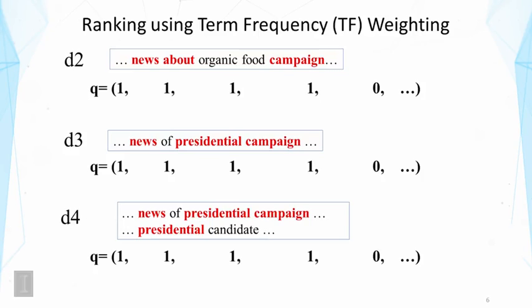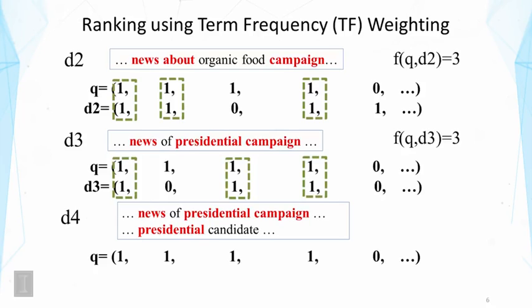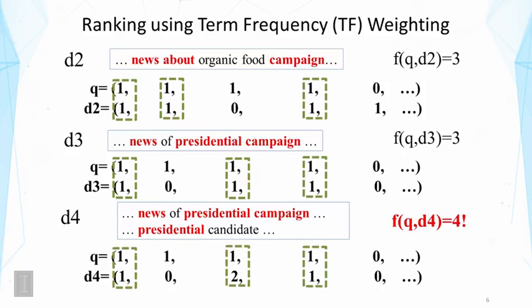And in fact, D2 is also essentially represented the same way because none of these words has been repeated many times. As a result, the score is also the same, still 3. The same is true for D3, and we still have a 3. But D4 would be different because now presidential occurred twice here. So the element for presidential in the document vector would be 2 instead of 1. As a result, now the score for D4 is higher.